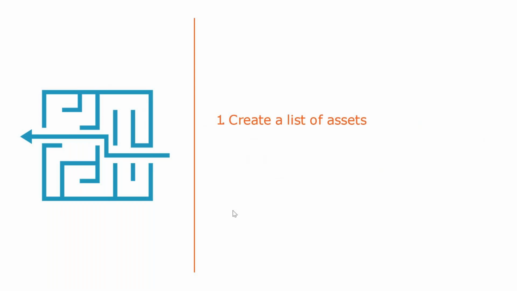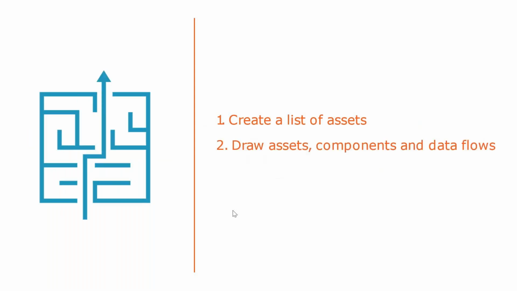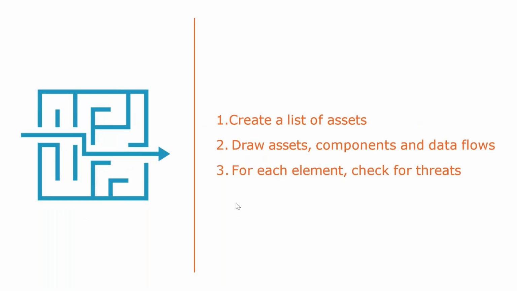Now, while creating a document for threat modeling, if you are focusing on the asset-centric approach, then create a list of assets. That's the first step. Draw assets, components, and data flows, and for each element check for the threats. We have a web server, an app server, a database server. What kind of threats may you have on the app server? On the database server? Storage? Compute? Email address? For each and every element you have to decide and check for the threats.